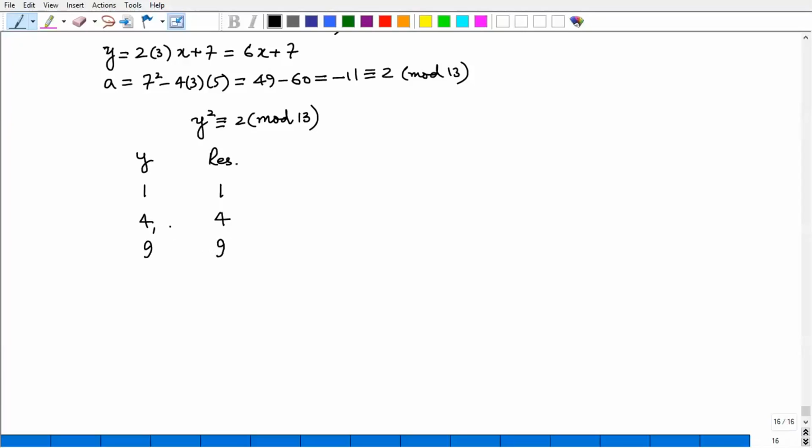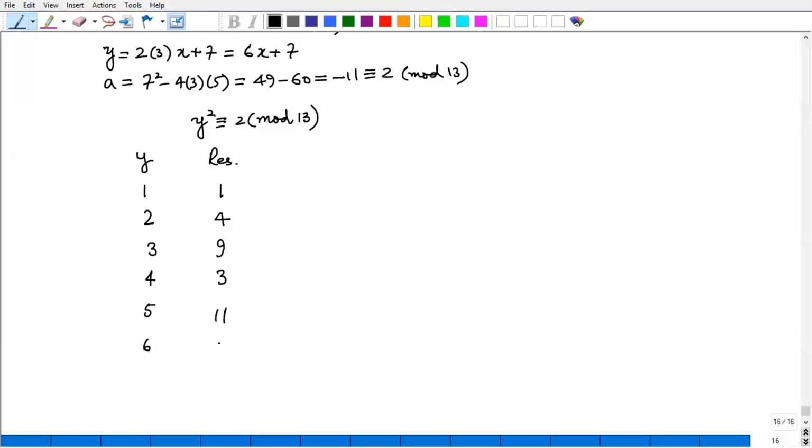Sorry, let me. This is for 2 and this is for 3. And then for 4, if you put y equals 4, 4 squared is 16, and in that case the residue is 3. And then 5, 25: for 25, either you write minus 1 or 12. Okay.